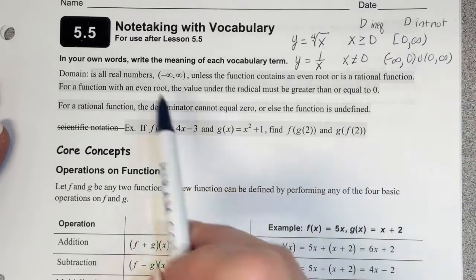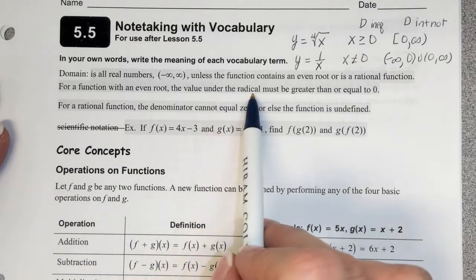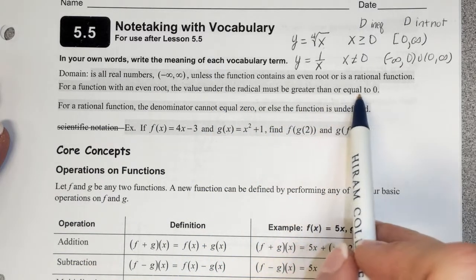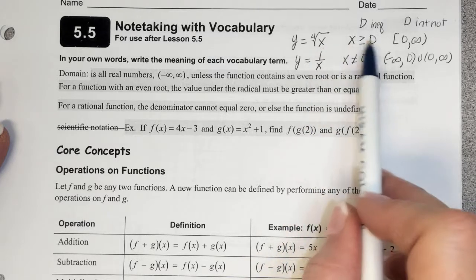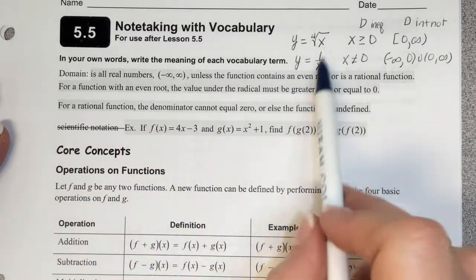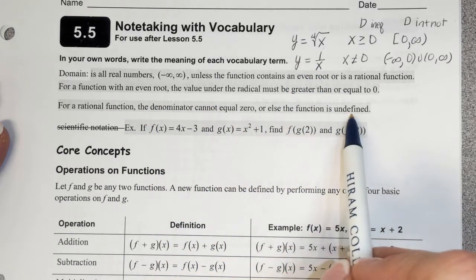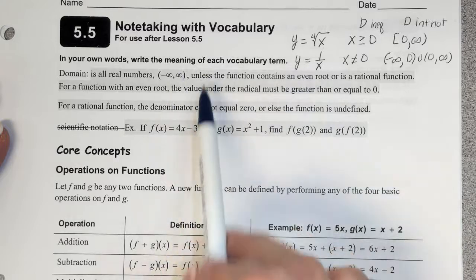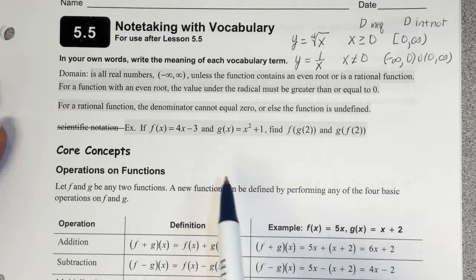Okay, makes sense? For a function with an even root, the value under the radical must be greater than or equal to 0. Right? That's what we just talked about here. For a rational function, the denominator cannot equal 0 or else the function is undefined. So that's what we're going to be looking at in a little bit, is how do we find the domain of functions that we are given.